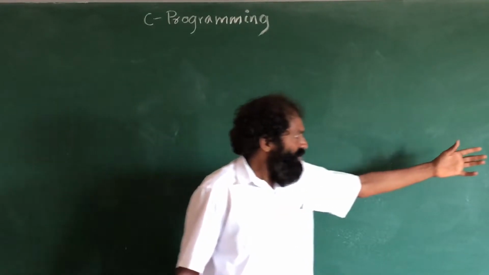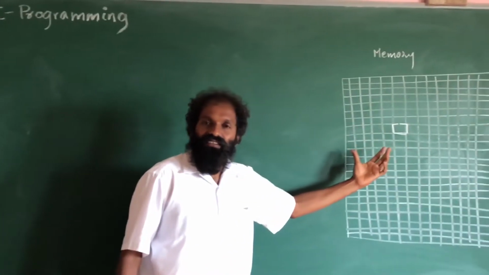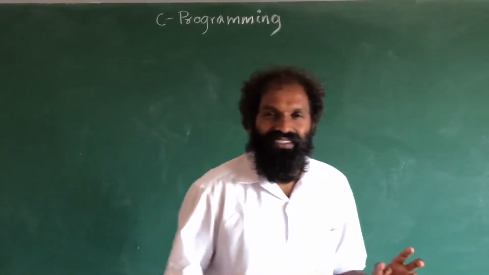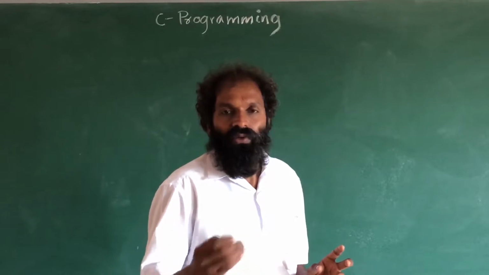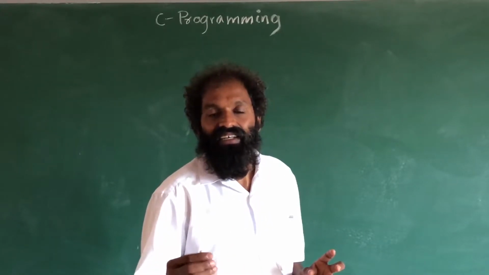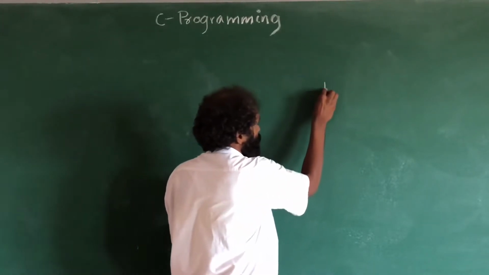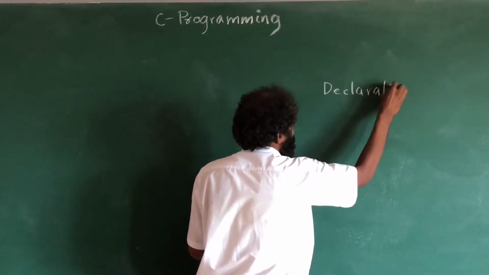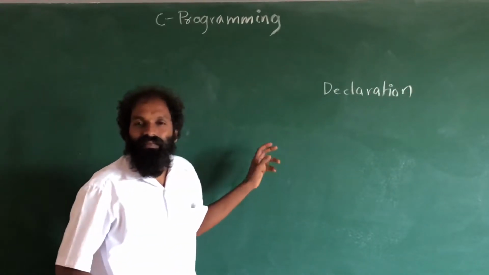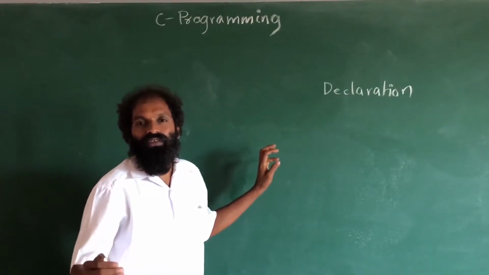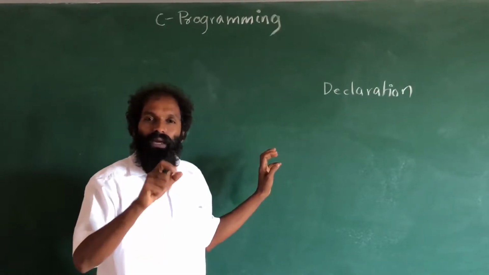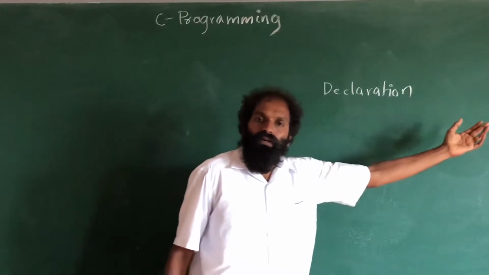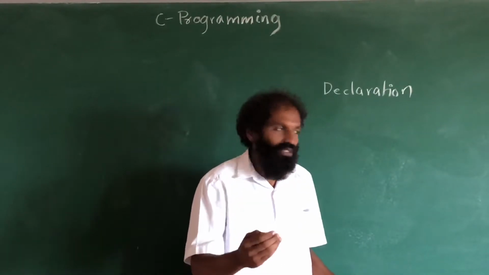If we want to use these memory cells, we need to reserve them. Then how to reserve memory cells? So here comes the technique called declaration. Declaration means reserving memory for variables, or memory reservation techniques. With this, we reserve memory. We give a name to the memory location.